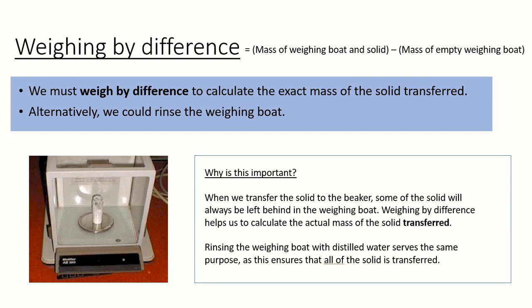The two ways of avoiding this are either weighing by difference, as I've described now. You can also see that kind of process on the top right and how we'd calculate the mass of solid transferred. Or alternatively, we could rinse the weighing boat. This actually ensures that all of the solid that we've measured out gets transferred into a beaker. This is also effective, but either way I think would be fine to write about in an exam.